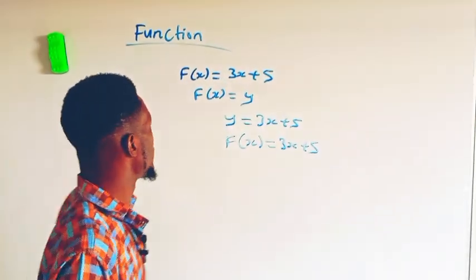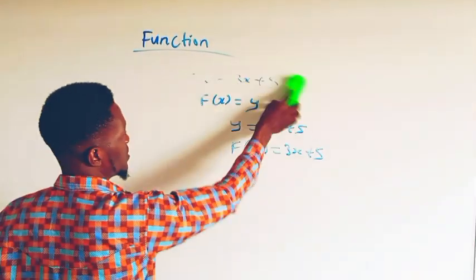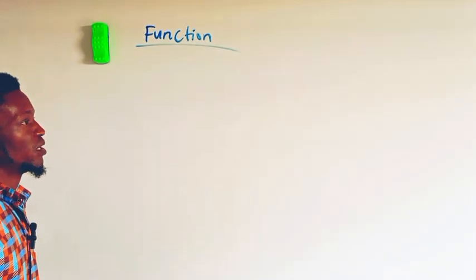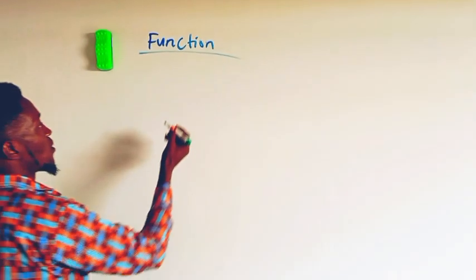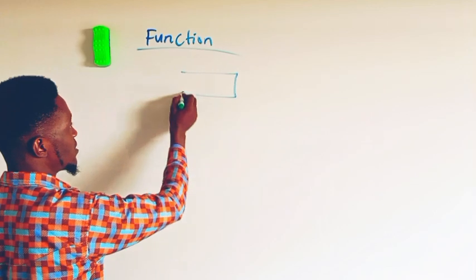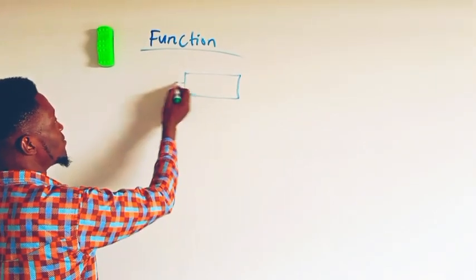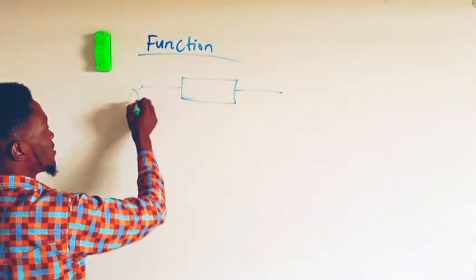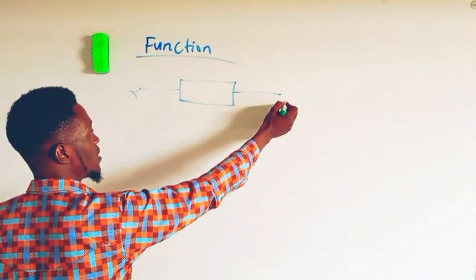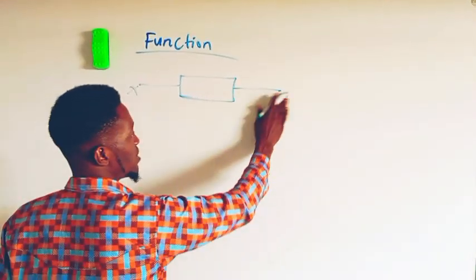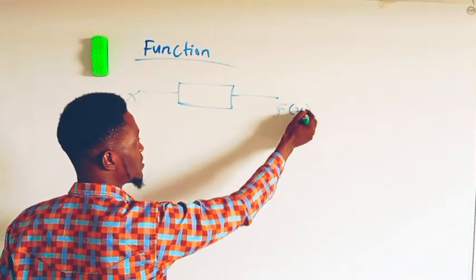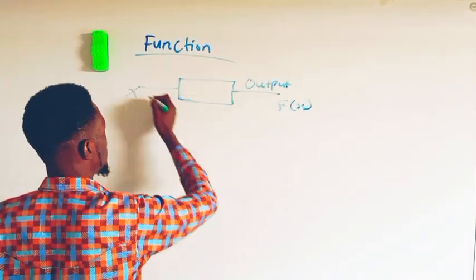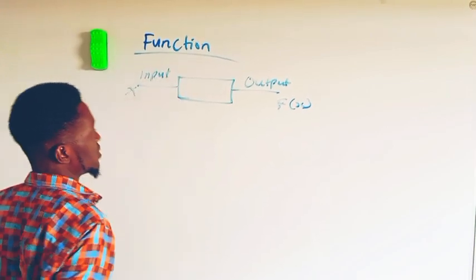Let me dive into more concepts of what it means. Let me clean the side. So assume we have, let me draw this. Let's assume this is our machine. Pardon me, I don't know how to draw very well. Let's assume these are x, and these are y values, which is also known as f of x. This is our output, and this is our input.